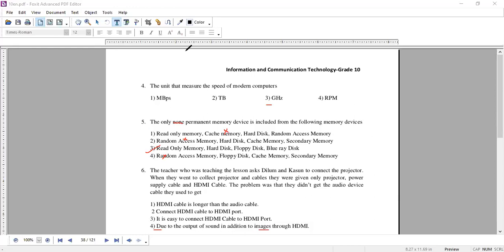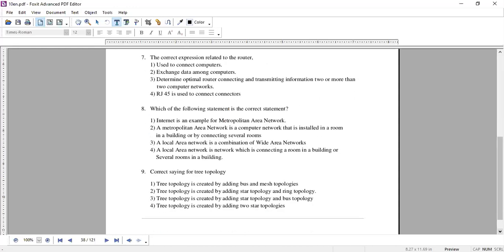One student has put the correct answer. I think that's right. They are also small, like difficult to understand what they're asking. Okay. Seventh one, the correct expression related to the router.